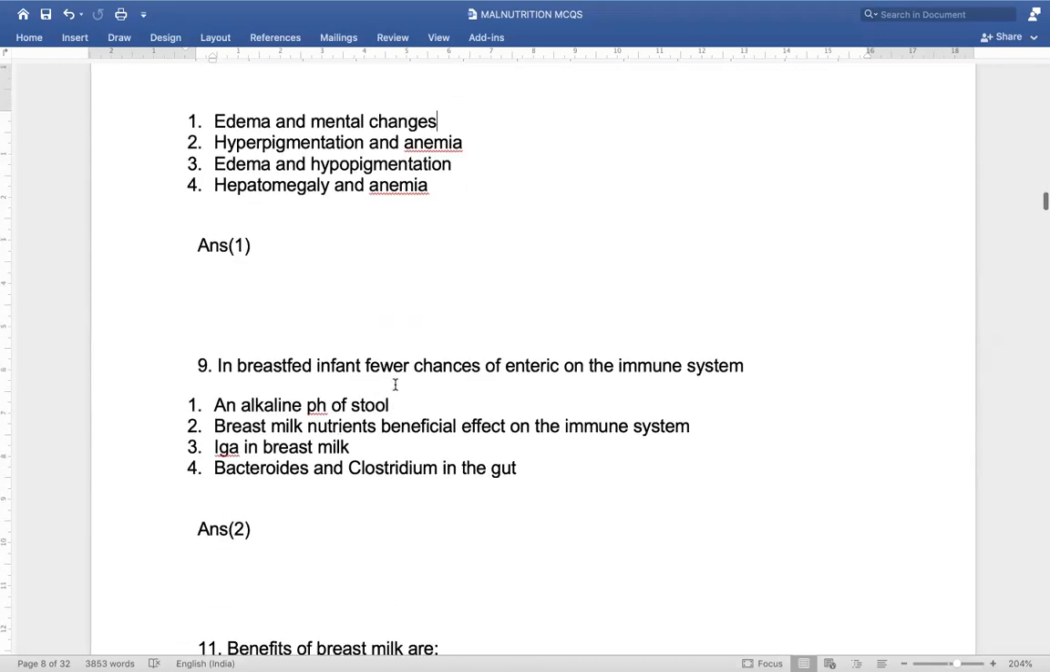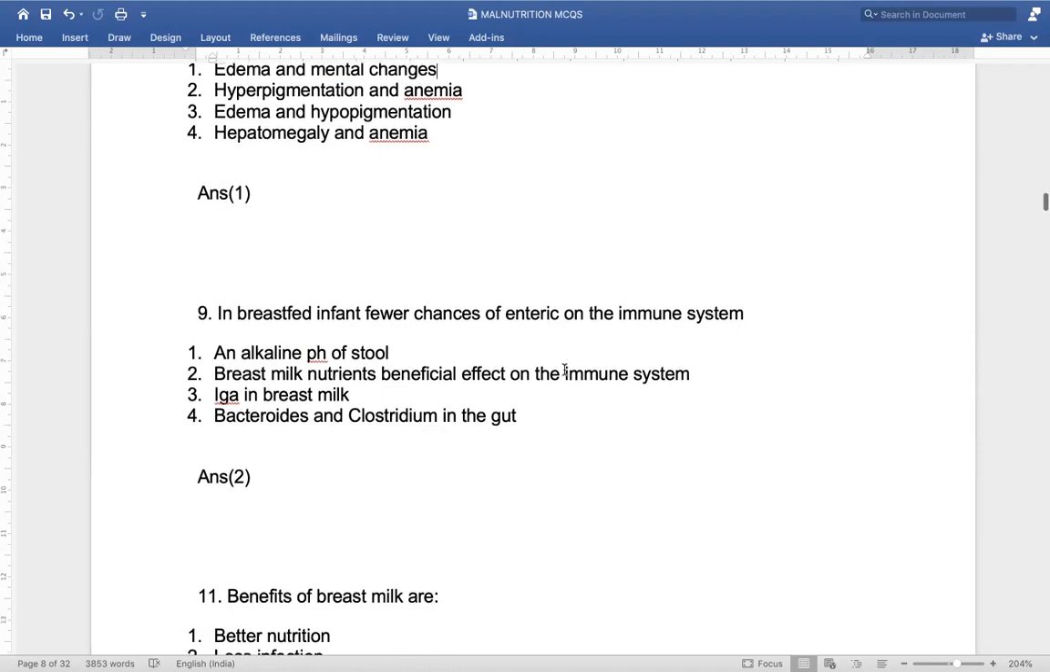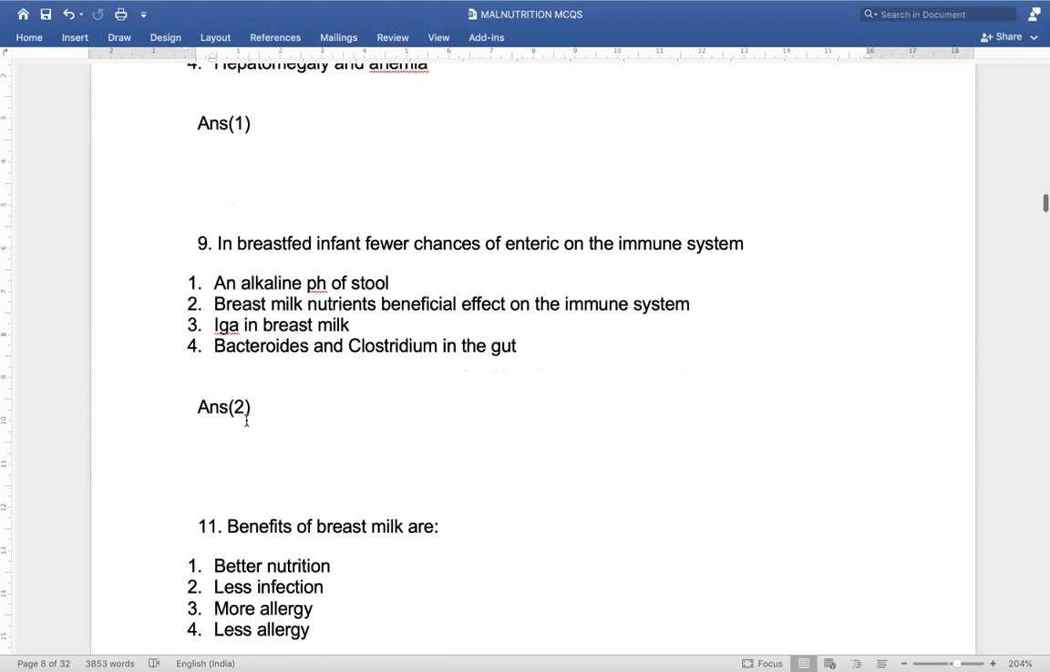So in a breastfed infant, why are there fewer chances of enteric infections, in terms of the immune system? I think this question is not framed appropriately.